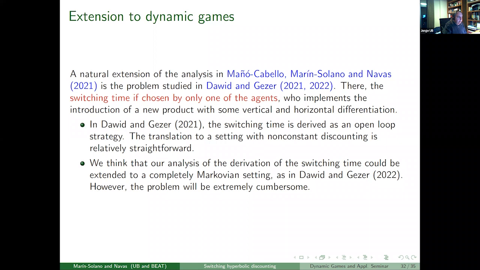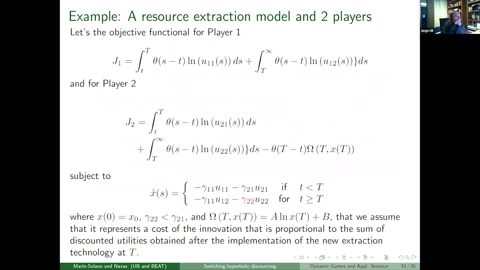Just to show how this works, let me introduce this example. Here we have two agents, agent one and agent two. Only agent two has the option to introduce the new technology. This new technology is represented by this gamma 2-2, it's gamma of player two at the second period, or second regime. So the introduction will only benefit this second regime, okay? Also, we assume a cost function that is proportional to the benefits that we will obtain in the new regime.